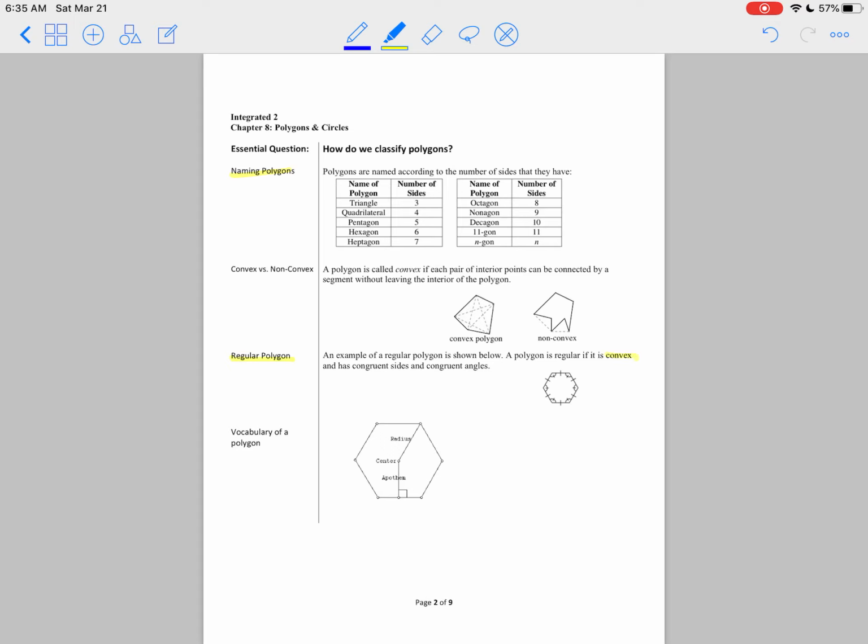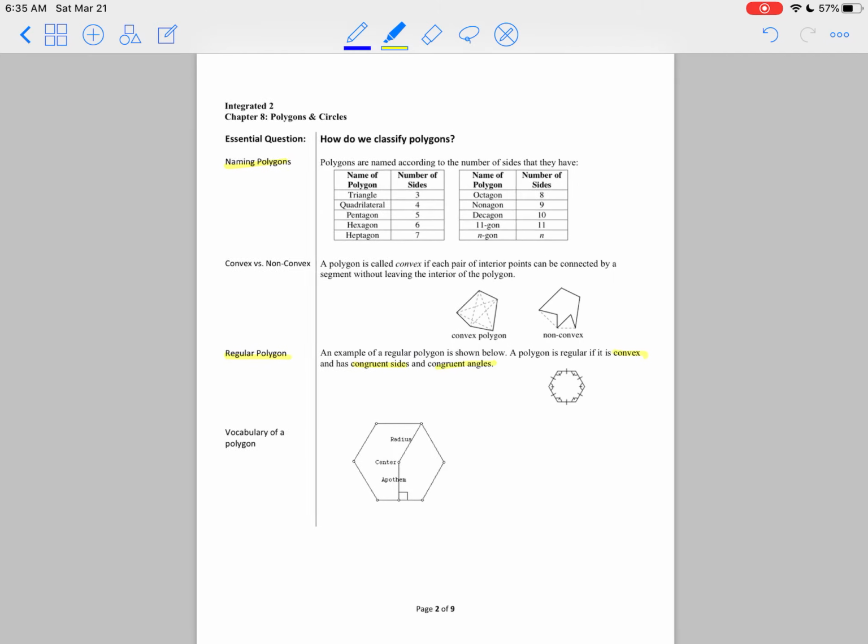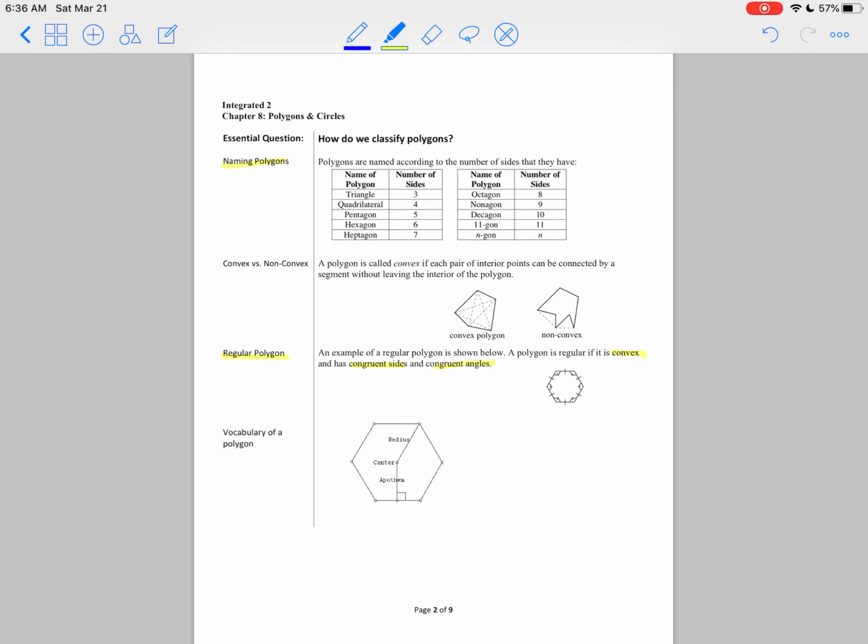Convex means that all the diagonals are going to be on the inside of the figure. A non-convex polygon has one or more of the diagonals on the outside. A regular polygon has all congruent sides and all congruent angles. So that's an important thing to remember. When you see the word regular, it means all the sides are equal and all the angles are equal.